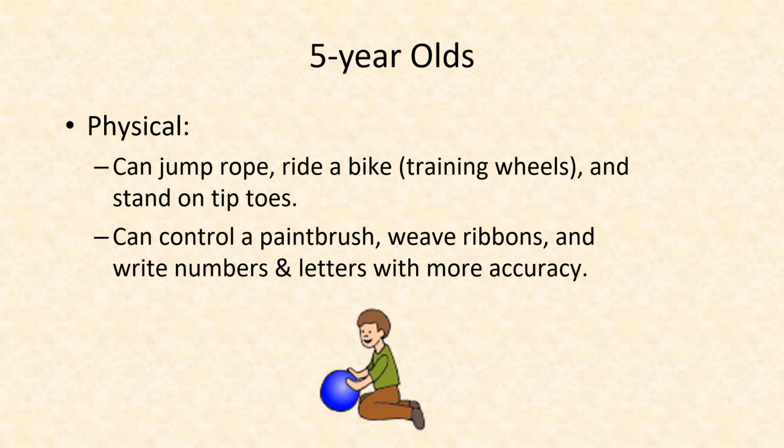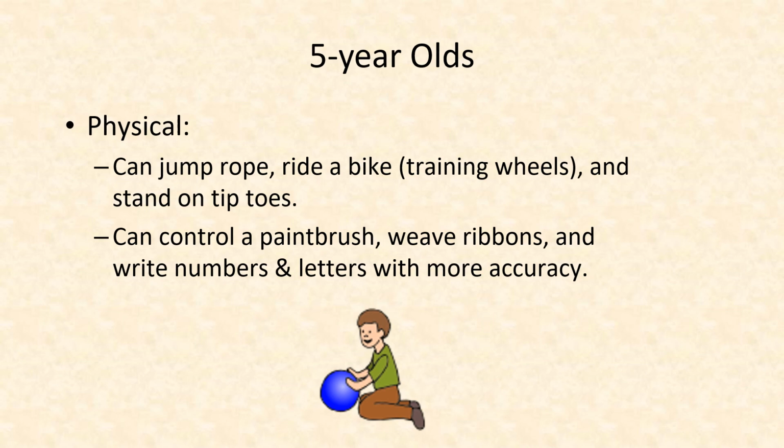By age 5, we see more huge developments in terms of physical capabilities. Now the children can jump rope. They can ride a bike. Now maybe at this point with training wheels still on, but they can start balancing and doing that. They can stand on their tiptoes.